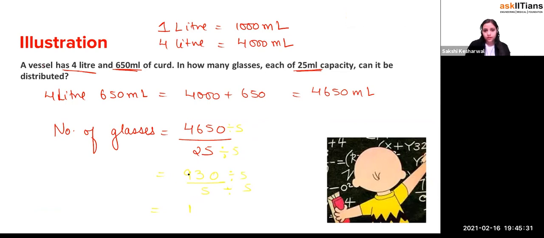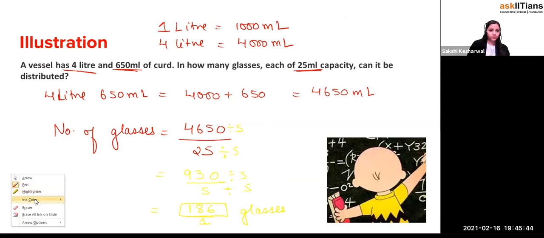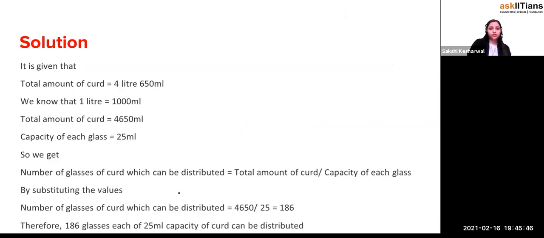1. This is 43. So 8, and this is equals to 6 upon 1. So this is equals to 186 glasses. This is a very light color. Okay, I'll take some dark color. Okay. Now let's come to this. That's 25 is divided into this, right?